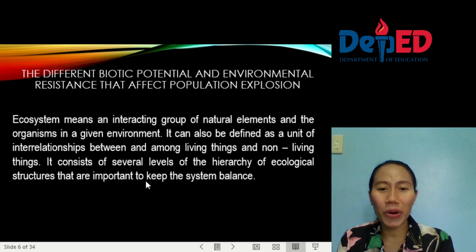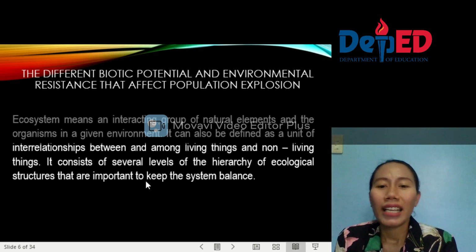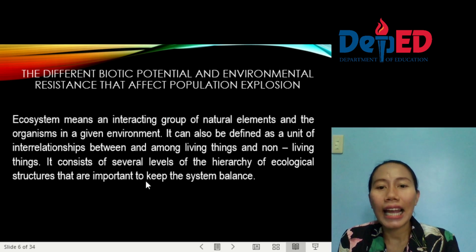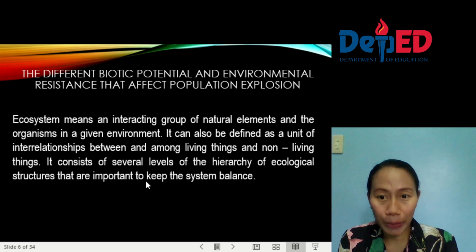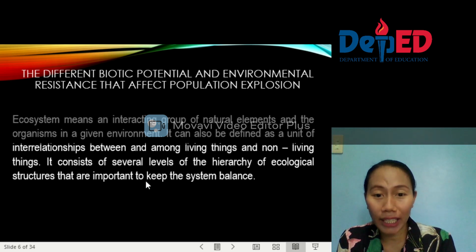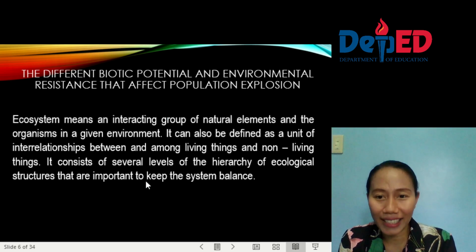Now, earlier in your gamified activity, one of the questions there was ecosystem. And if you could still recall, ecosystem means an interacting group of natural elements and the organisms in a given environment. It can also be defined as a unit of interrelationships between and among living things and non-living things. It consists of several levels of the hierarchy of ecological structures that are important to keep the system balanced.